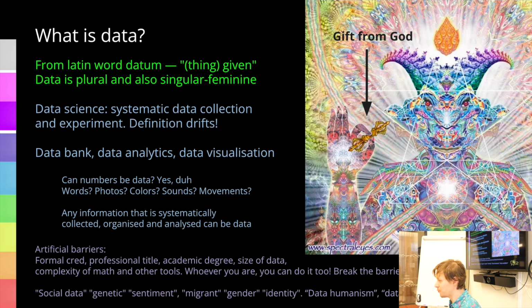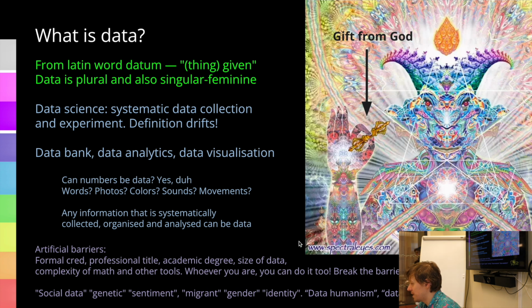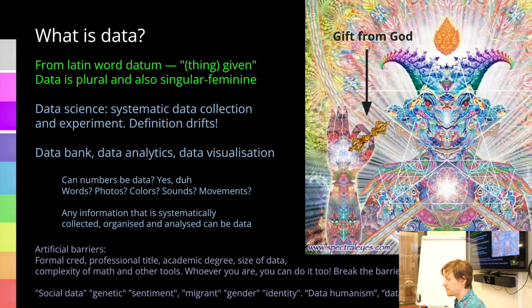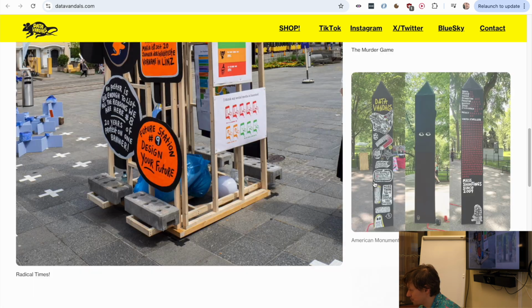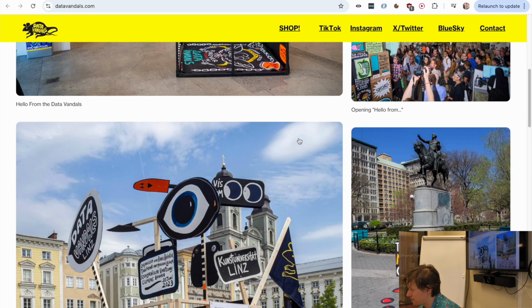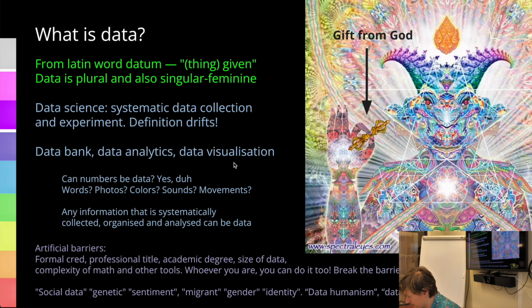And now we change that definition even further, because now we have social data, we have data privacy, we have data sentiment, we have data about gender, we have data about identities and so on. We have data humanism, and I put the logo here. This is data vandalism, an artist project in New York City that uses data to create social impact.